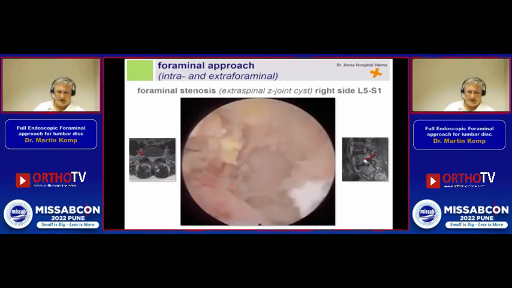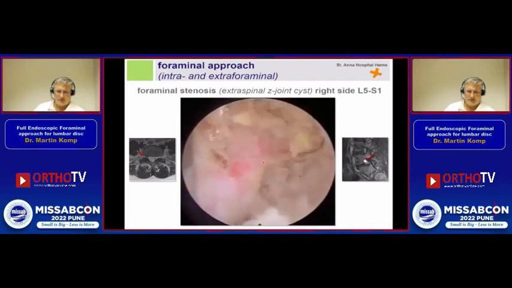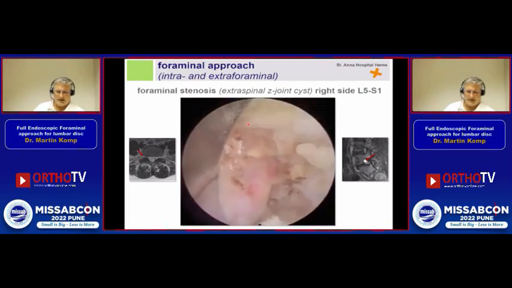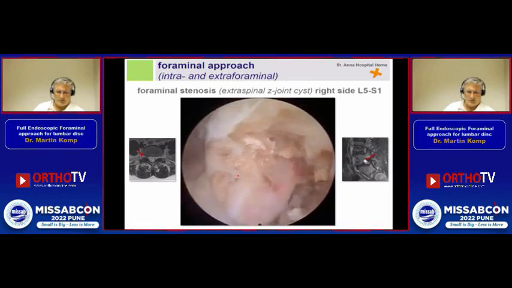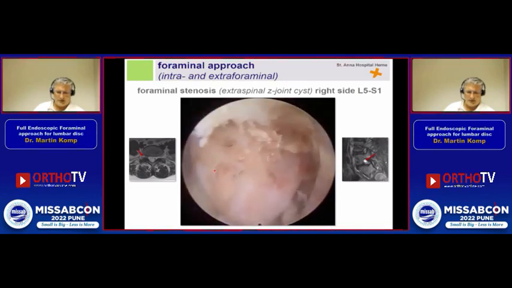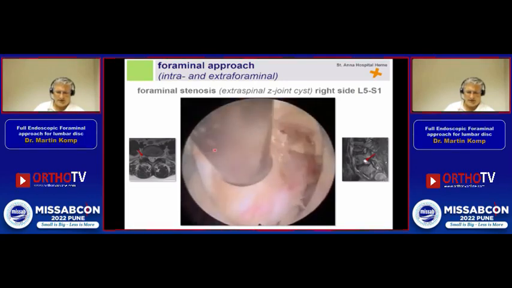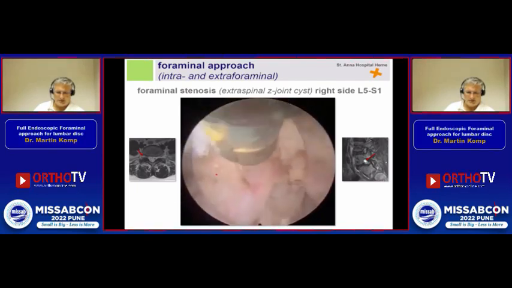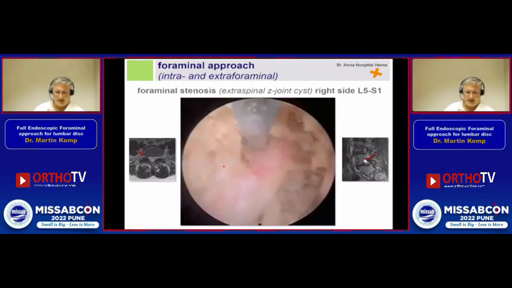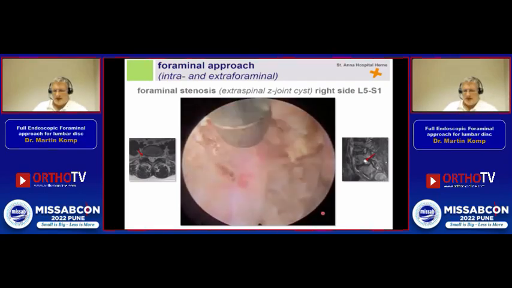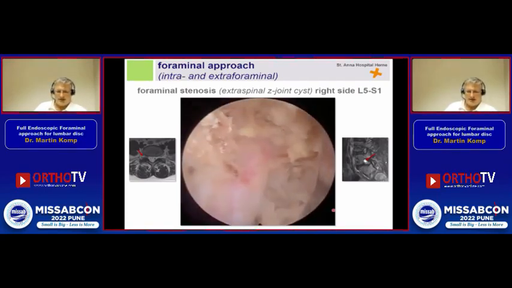Then we see the L5 nerve root leaving the foramen. So the L5 pedicle, we have the L5 nerve root here, the SAP, and then we find the S1 pedicle here, and that's the entry to the neuroforamen. So see how much space there is, nearly no space.